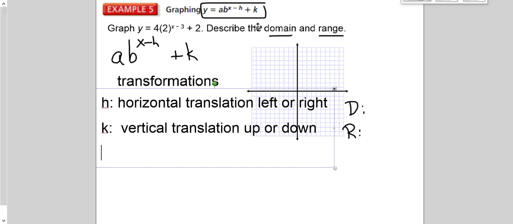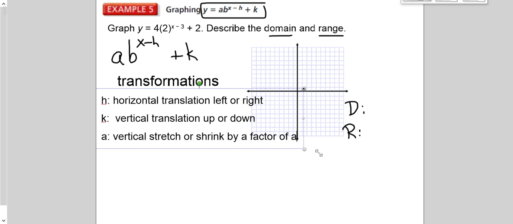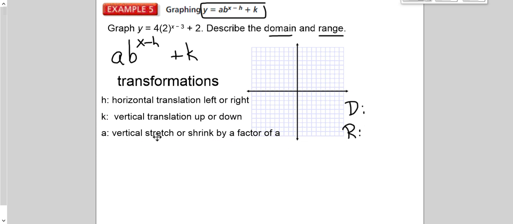And then that A value, A is always multiplication, and it gives you a vertical stretch or shrink by a factor of A. So the H gives you a horizontal translation, that's sliding left or right. K is a vertical translation, that's sliding up or down. Plus a number goes up, minus a number goes down.